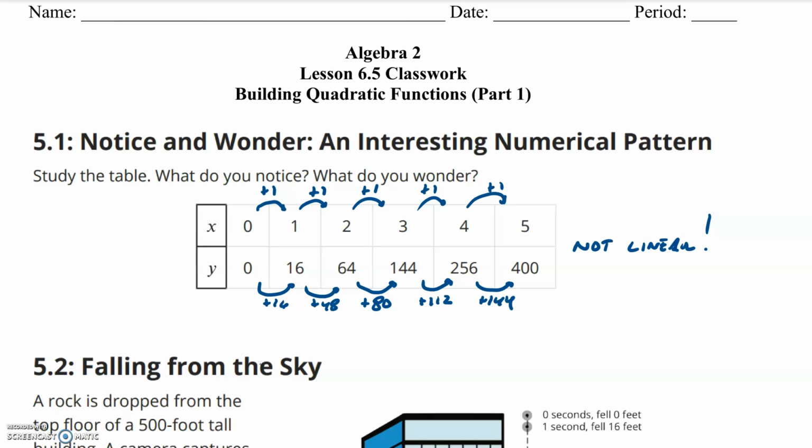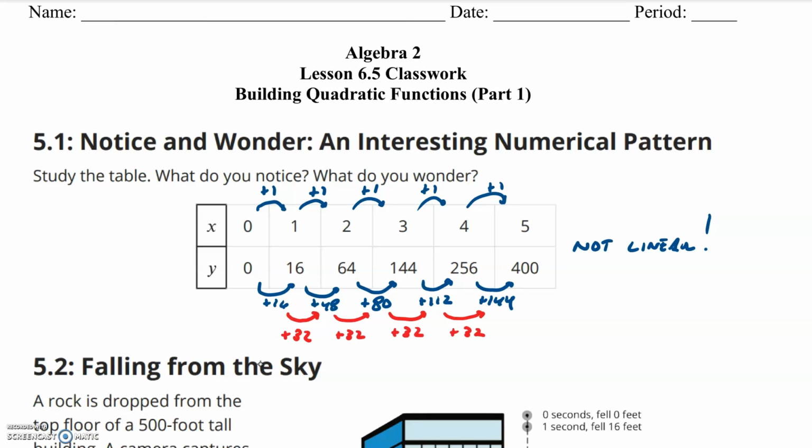However, if we examine a little more closely, if we go from the 16 to the 48, I notice that that is an increase of 32. From the 48 to the 80 is an increase of 32. From the 80 to 112 is an increase of 32. And from the 112 to the 144 is also an increase of 32.